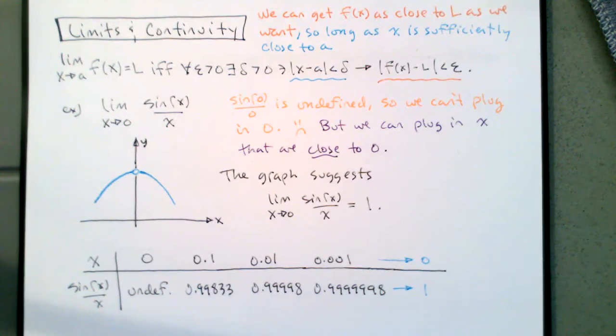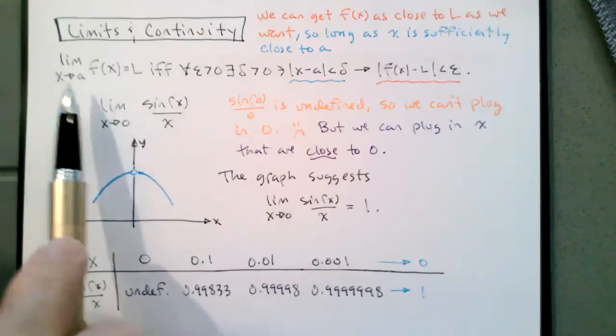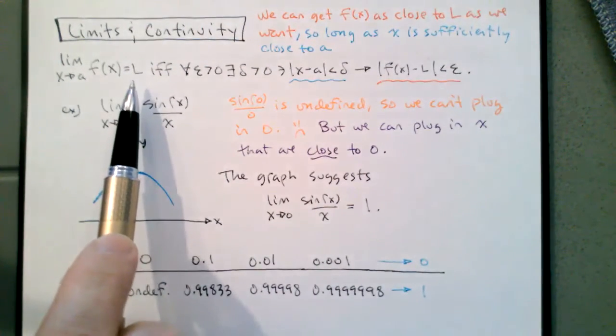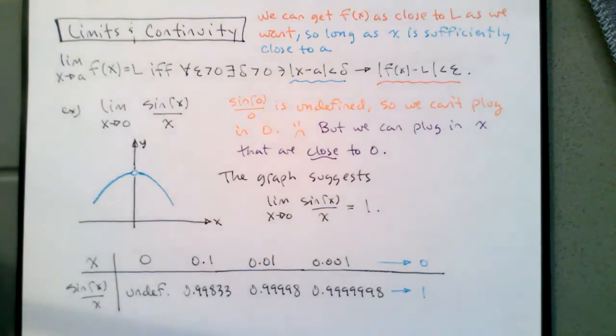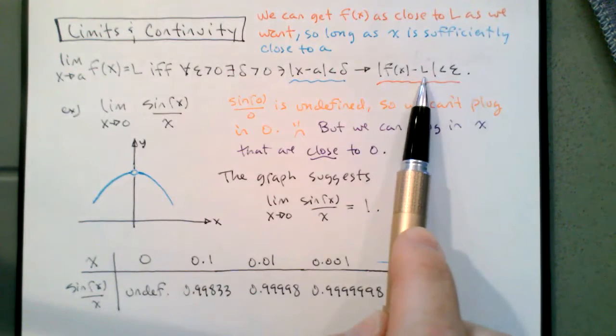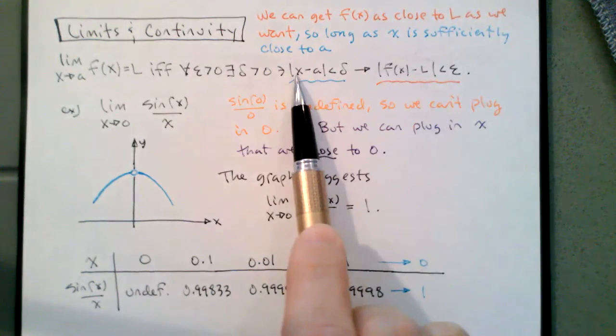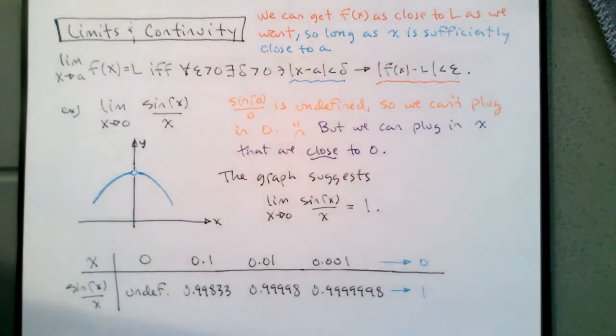What's the definition of a limit? I don't understand the definition of a limit. The definition of a limit says that the limit as x approaches a of f of x equals L. This is what it means when we say that the limit of the function is equal to L. As x approaches a, f of x approaches L means that we can make f of x as close as we want to L, so long as x is sufficiently close to a. Okay, that answers it. Thank you.